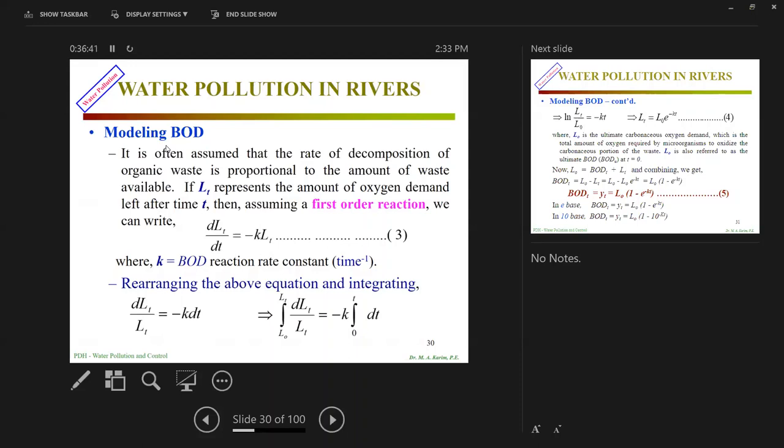So in order to do that, we cannot wait for 120 days to do the testing and get the results. What we can do is create a model, meaning mathematical equations. Then from the mathematical equations, if we know the 5 day BOD, 3 day BOD, or maybe 1 day BOD, we should be able to calculate the ultimate BOD, whatever the final value would be. So that's the reason we have to do the modeling.